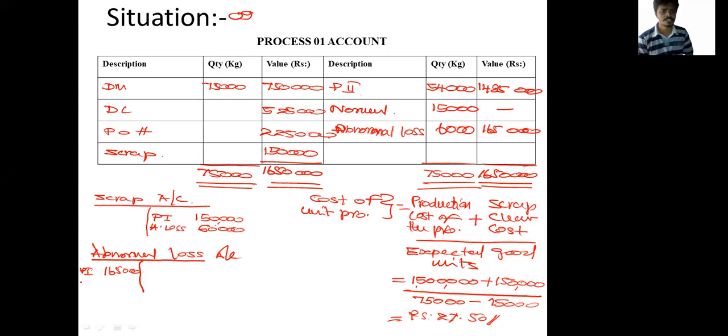Then abnormal loss account debit as scraps 60,000. The balance of this abnormal loss account, 225, is transferred to the P&L account, profit and loss account.